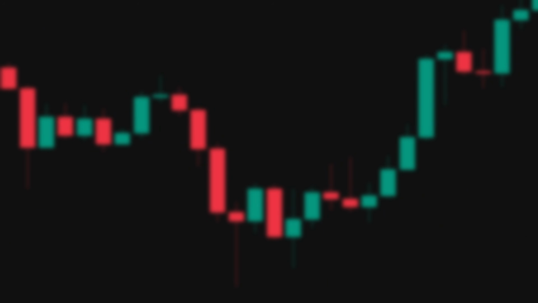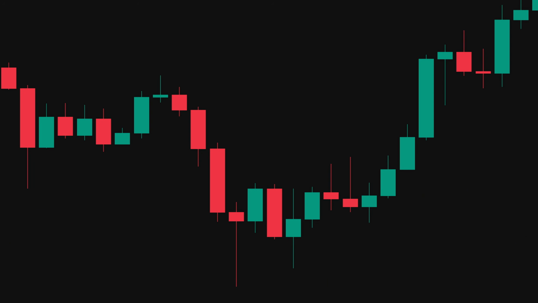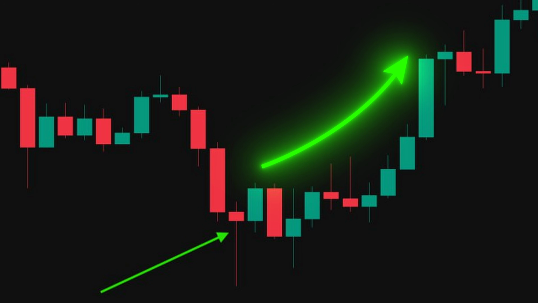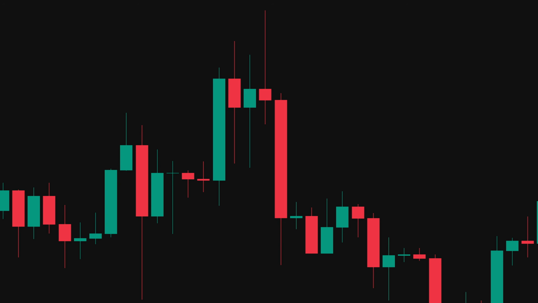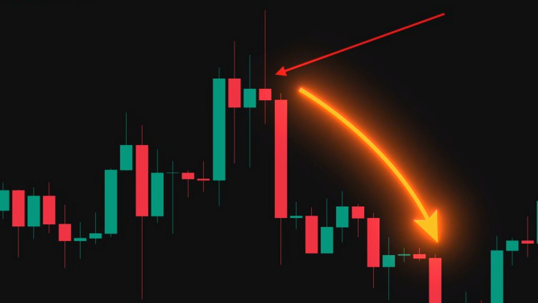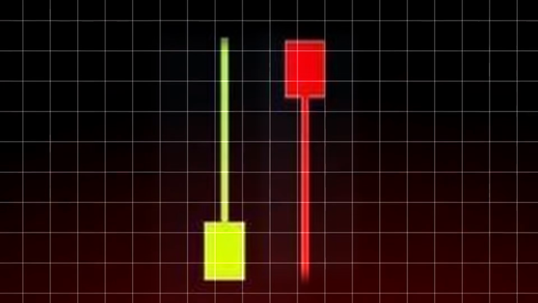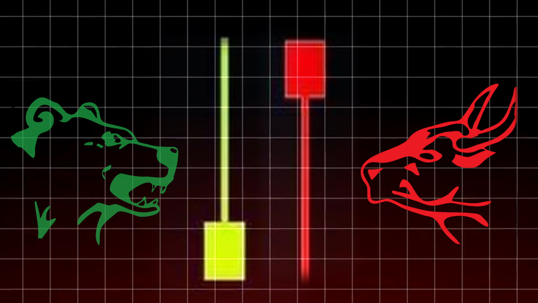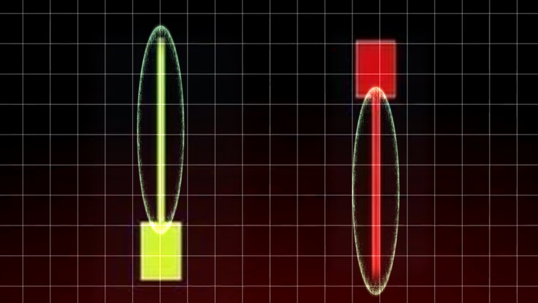There are two types of pin bars. Bullish pin bar, long tail at the bottom. Price got rejected upward. Time to hunt for buys. Bearish pin bar, long tail at the top. Sellers slammed the price down. Get ready to sell. Big tip: forget the candle's color. A red pin bar can be bullish, and a green one can be bearish. Focus on the tail, not the color.